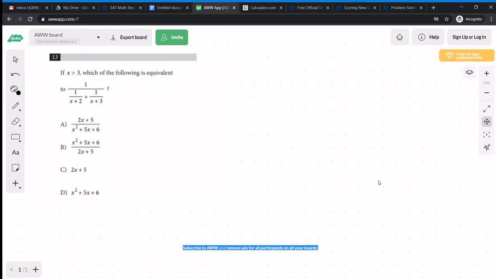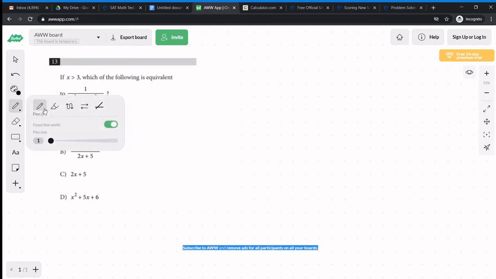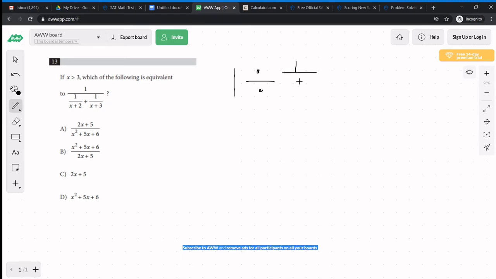Again, this is all about knowing how reciprocals work. So, you have 1 over x plus 2 plus 1 over x plus 3. This is the same thing as 1. Sometimes when I have big numbers like this, I like to write them in the actual way. This is the same thing as 1 divided by. Remember, 1 over, the fraction, is the same thing as 1 divided by this value right here. 1 over x plus 2 plus 1 over x plus 3.